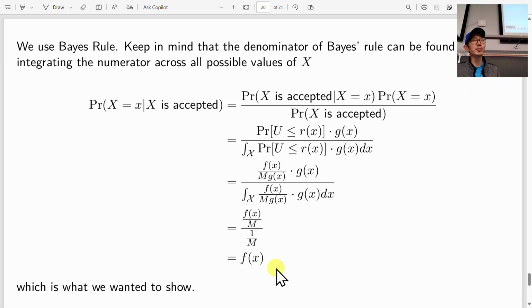So this is to show that following this process, using this as our acceptance ratio and generating a random value of u to decide whether or not to accept it, will indeed produce values according to the desired distribution of f of x.